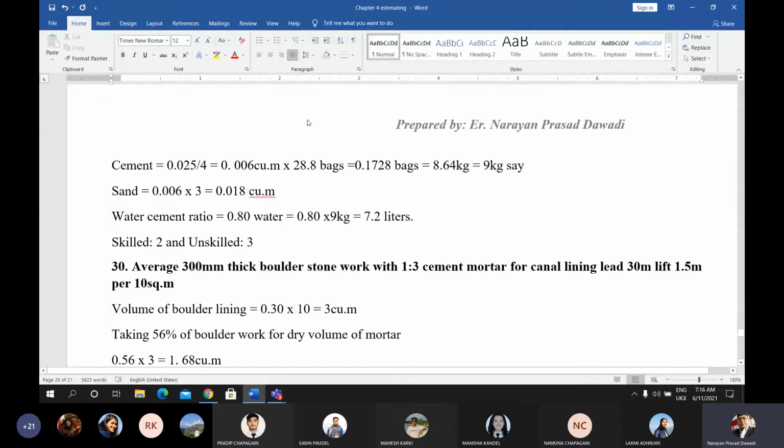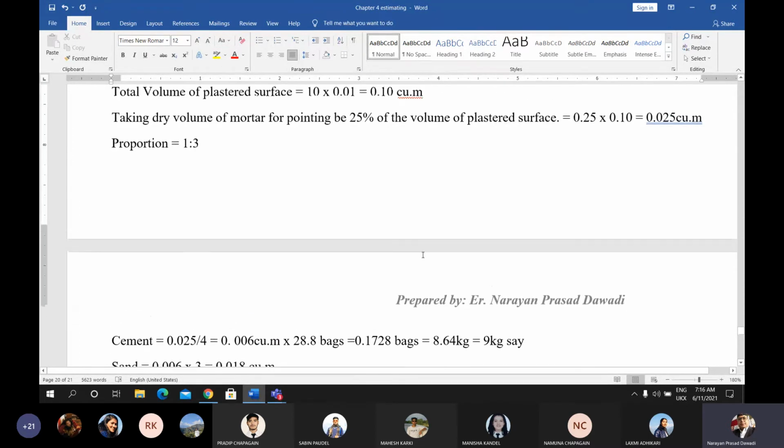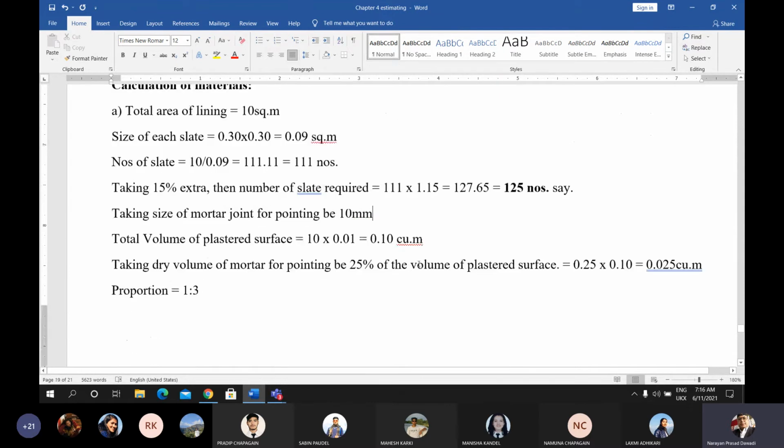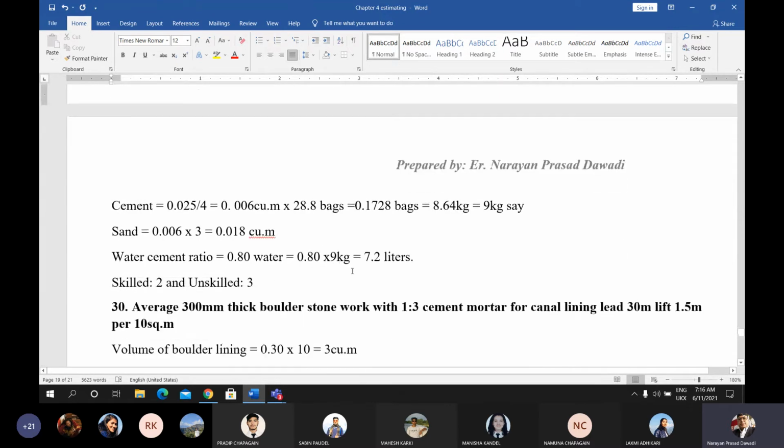Now add all these material costs as A, and in B go for the labor: skill 2 numbers into 1200 per number, and skill 3 numbers into 900 per number. You will get the labor cost. If you want to provide the equipment and tools cost, it may be added at 3% of labor cost. Add the material, labor, and equipment costs, and you will get the total cost. Provide 15% contractor overhead, again add, and provide 13% contractor's tax or VAT.